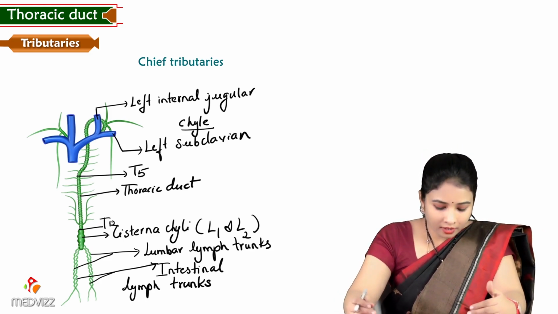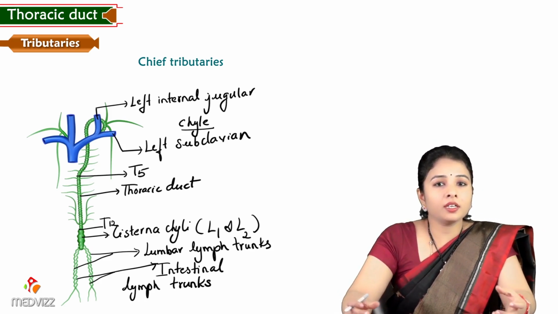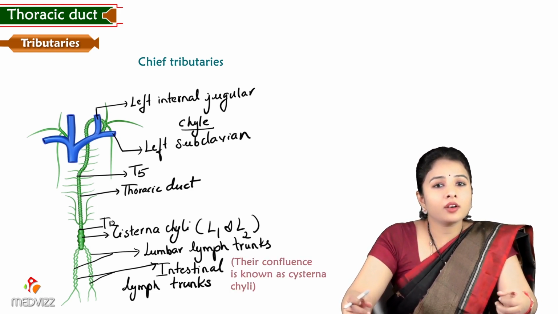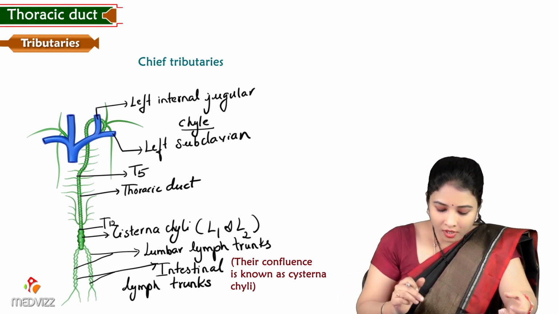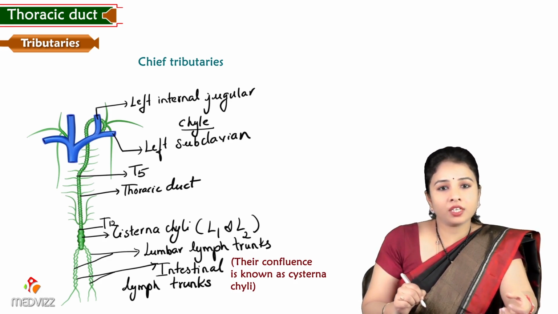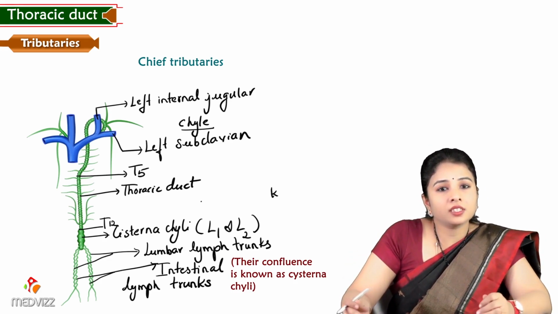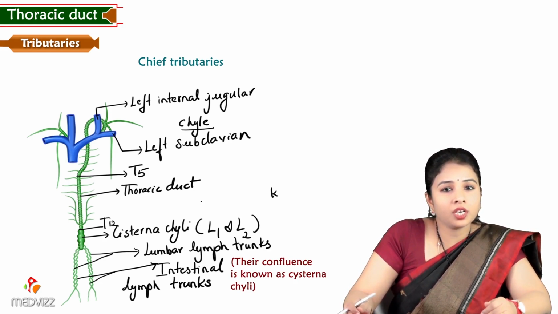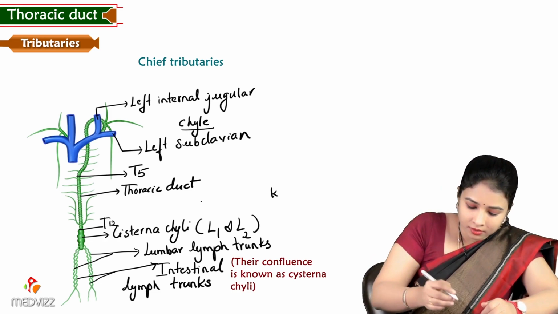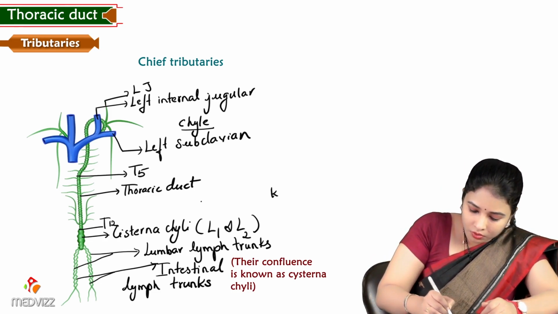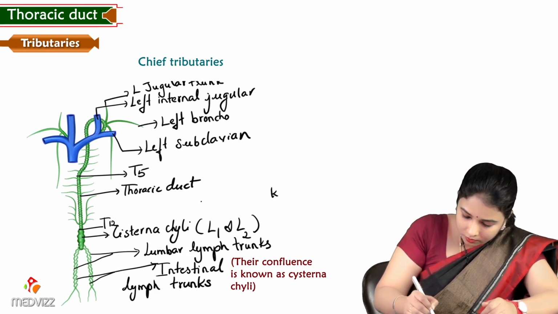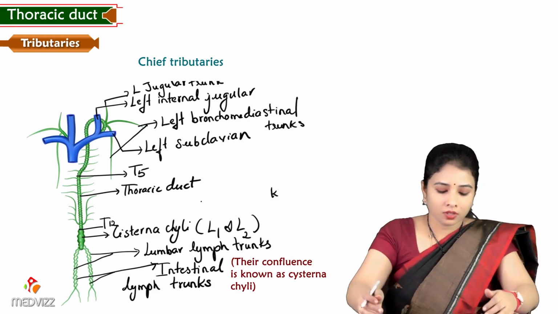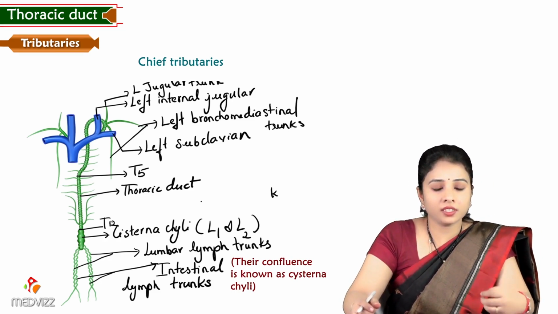The intestinal lymph trunks are milky white in color because they contain chyle in them, and their confluence is known as cisterna chyli. So cisterna chyli is formed by the confluence of lumbar lymph trunks and the intestinal lymph trunks from below. At its termination, it receives the left jugular and left bronchomediastinal trunks. So these are the main tributaries of the thoracic duct.